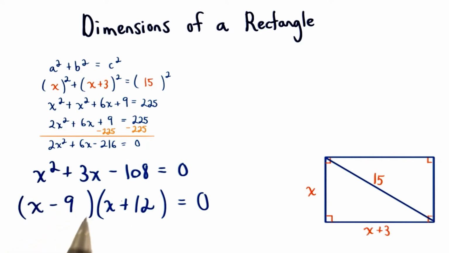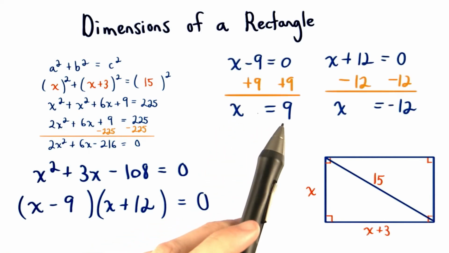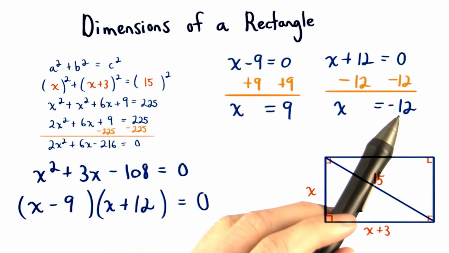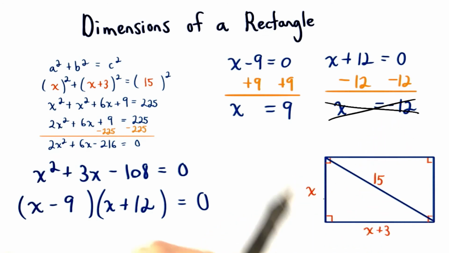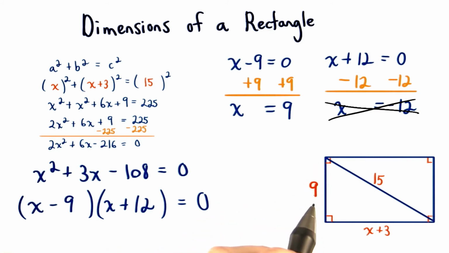So we can write these two factors and then set each one equal to 0 to solve for x. So x can equal positive 9 or x can equal negative 12. A negative side length wouldn't make sense in this case, so we'll let x equal 9 here. So if the width is 9, then we know that the length must be 3 more than the width, or this would be 12 units.